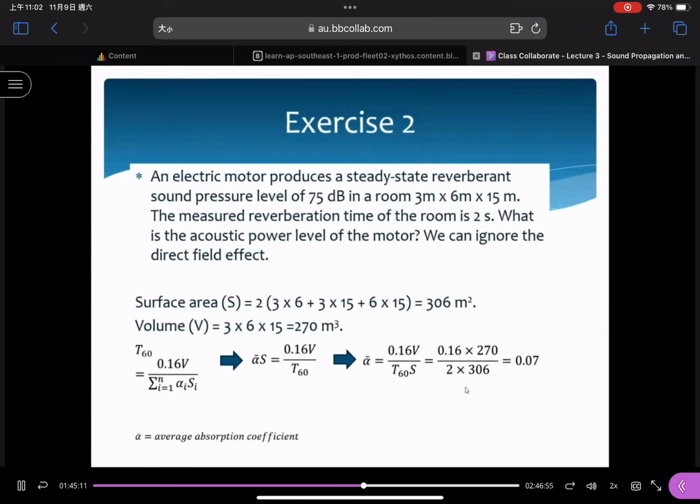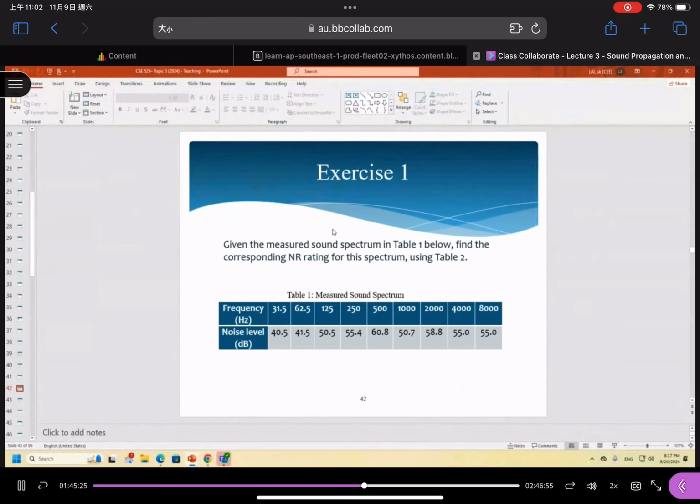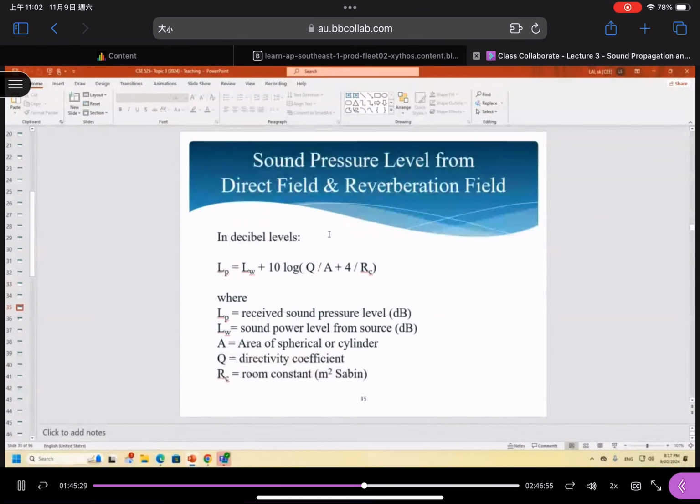Now we have to find out the acoustic power level, not this one. What other equations can we make use of? We can consider this equation. These equations can help you to find out the overall sound pressure level and the overall sound power level. The first term here, Q divided by A, is the direct field, and the second one is the reverberation field. As indicated by the question, we do not need to consider the direct field, so we can ignore this one.